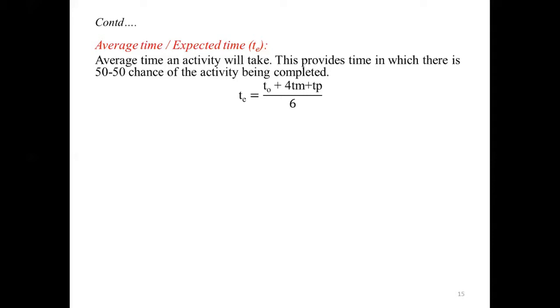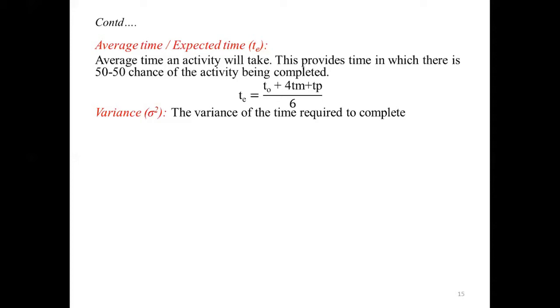Then to calculate the expected time, we have a formula: TE equals T naught plus 4TM plus TP, divided by 6, where T naught, TM, TP are optimistic time, most likely time, and pessimistic time.